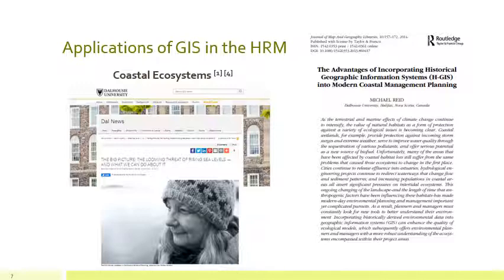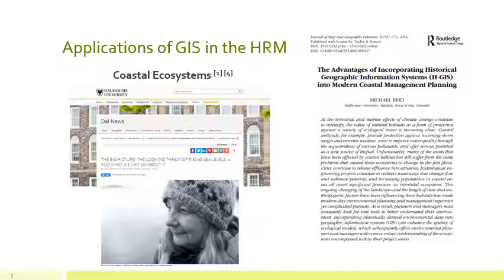And this was based initially on a Dal News article that I have shown here, and research done by Dr. Patricia Manuel of Dalhousie, and the other example I have here by Michael Reed, who's also from Dalhousie in Halifax. He published more of an essay style article, and in this he highlights using Halifax Peninsula as a model for understanding the benefits of incorporating historical geographic information systems into modern day coastal management.